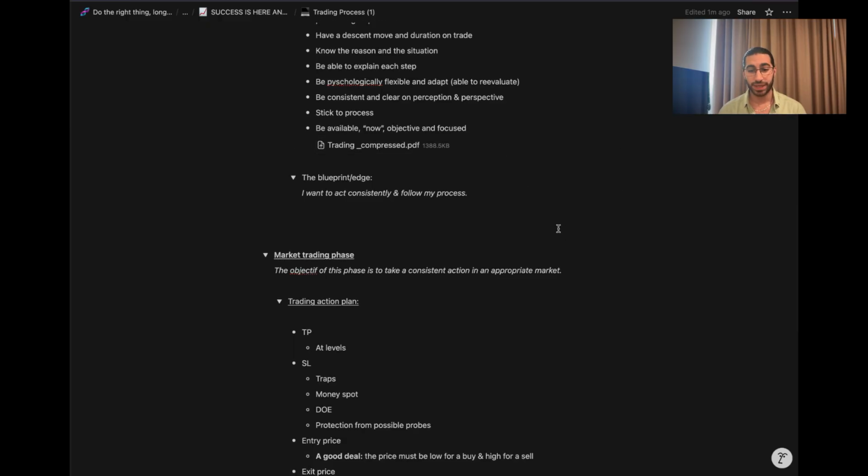Have a decent move and duration on trade. What I mean by that is that if you are trading swing, for example, you should have some kind of expectation of how long the trade is gonna take. If the trade takes, for example, more than 3 days, you might ask yourself if you should close the trade or not and get out of the market.